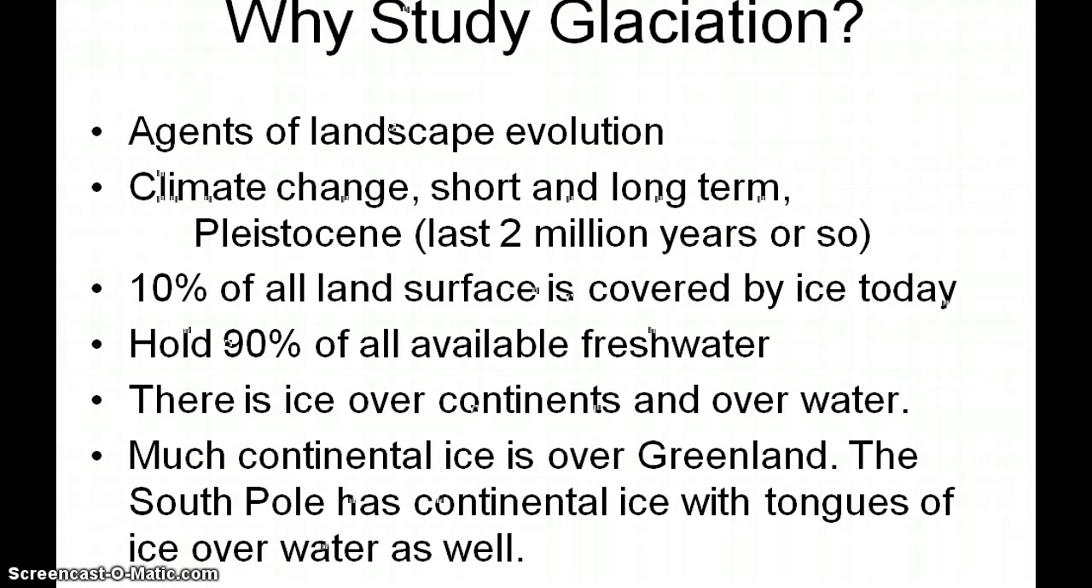So we're going to look at the movement again. We're going to look at depositional and erosional landforms, and we can classify glaciers into two major kinds: continental glaciers, which are very large, South Pole, Greenland, and alpine glaciers.